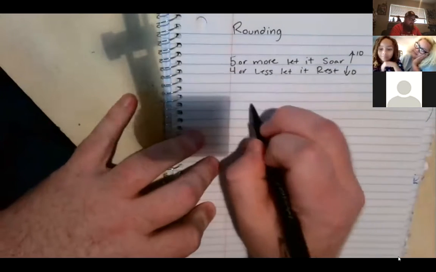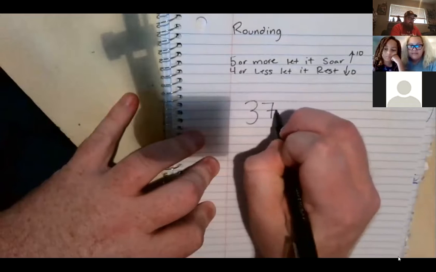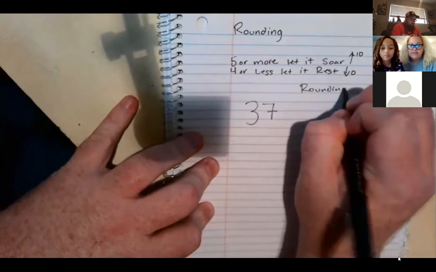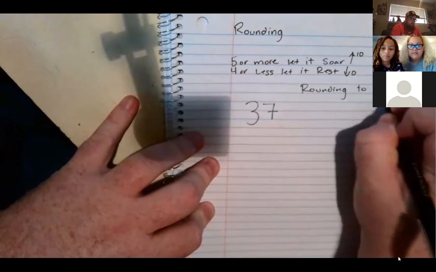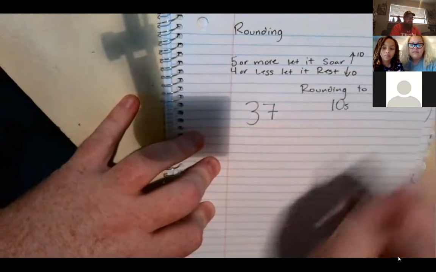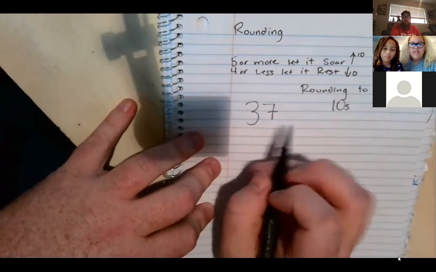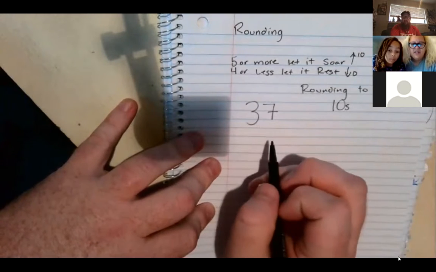So if I have the number 37 and I was rounding to the tens place, I would look to see what number is in my tens place. Hey, Kennedy, can you tell me what number's in our tens place?